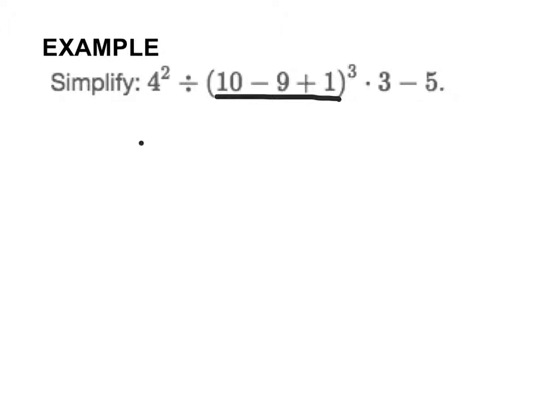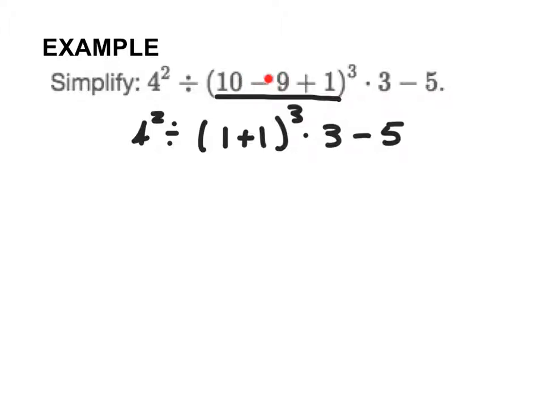So the next step I'm going to write down 4 squared and then divided by, let's go ahead and do 10 minus 9. So this part is going to give me 1 and then plus 1 quantity cubed times 3 and then minus 5. Okay, now I still have to evaluate what's inside the parentheses. I only did one step here. I've got another step. So I'm going to do 1 plus 1, which is going to give me 2. All right, but let's first do this. 4 squared divided by, okay, this quantity then becomes 2 cubed, and then times 3, and then minus 5. Okay, so I've done what's inside the parentheses.